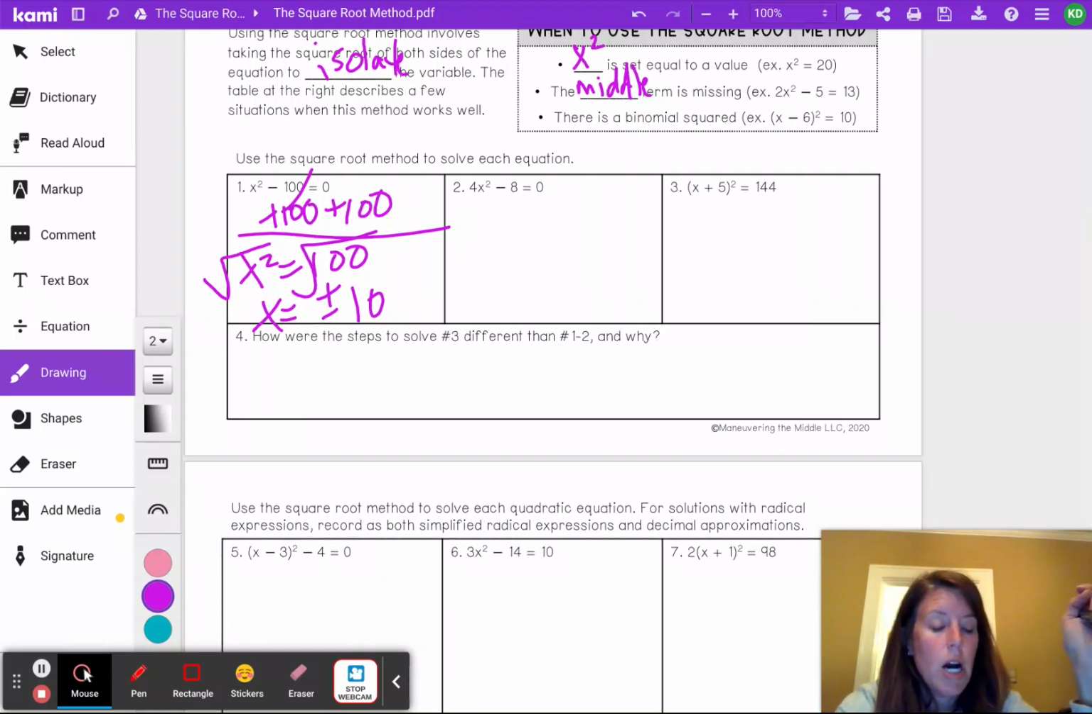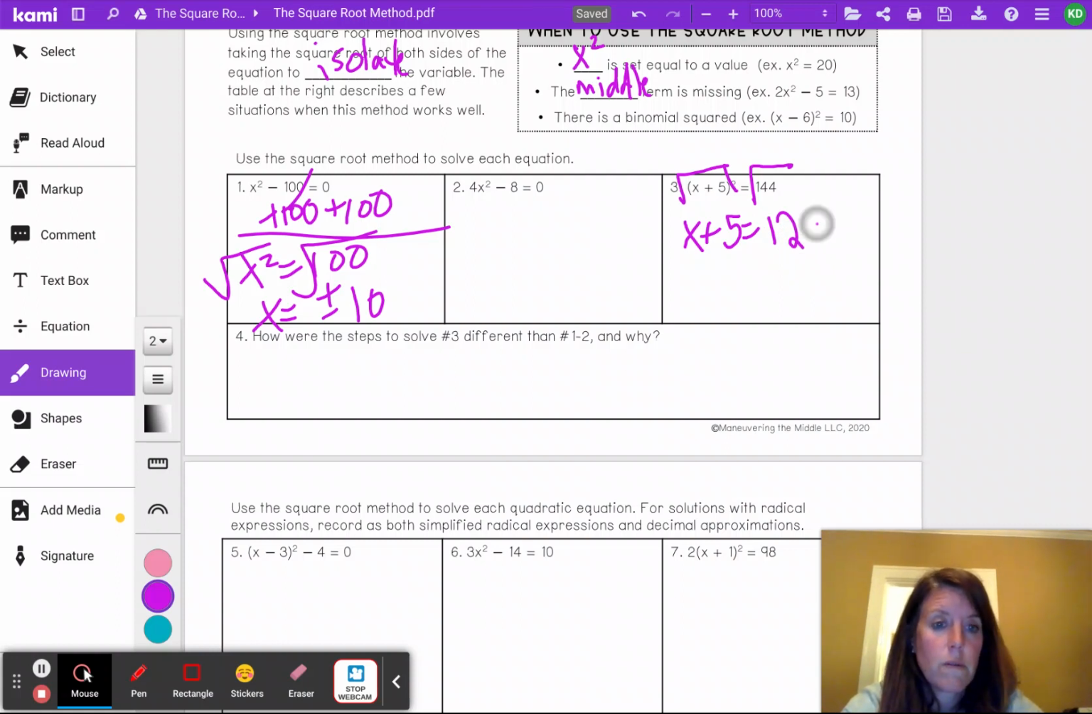So the first thing that you're going to do is square root. We need to get rid of that squared, so we're going to square root both sides, and that gets rid of that squared. Okay, so we have x plus 5 equals the square root of 144, which is positive 12 or negative 12. Stick with me. I want you all to do this.